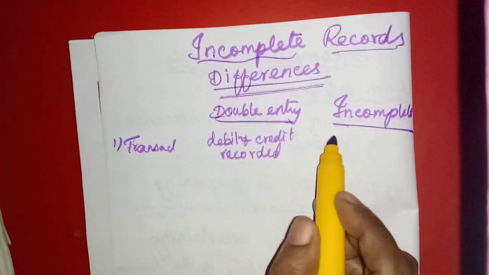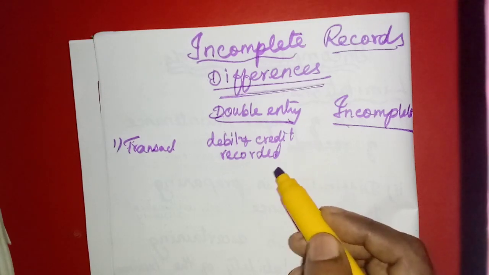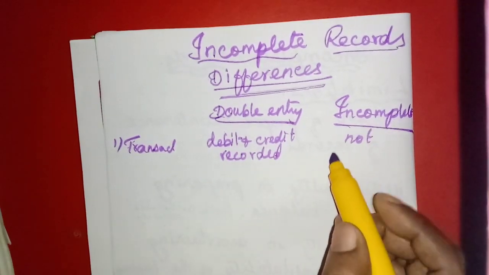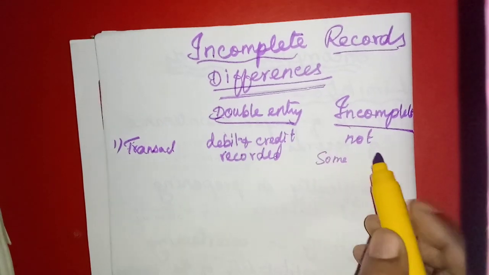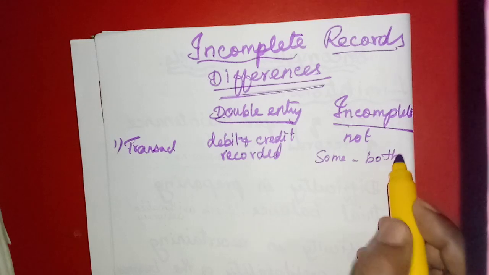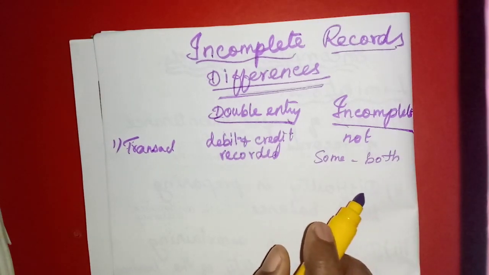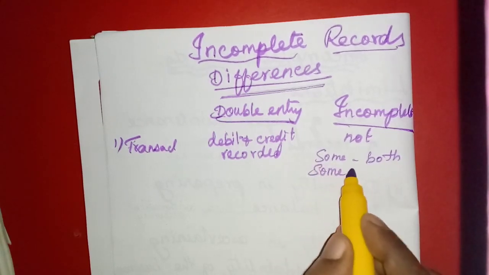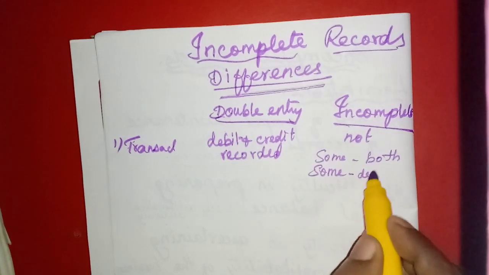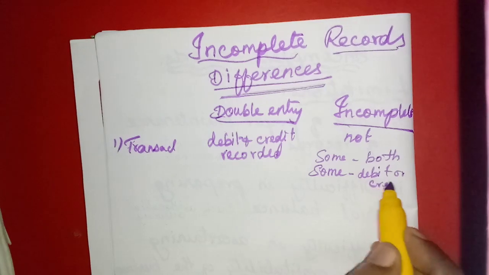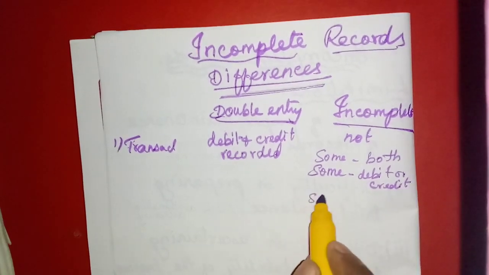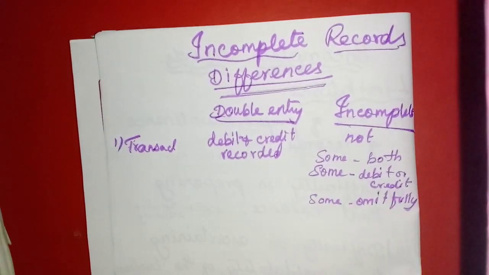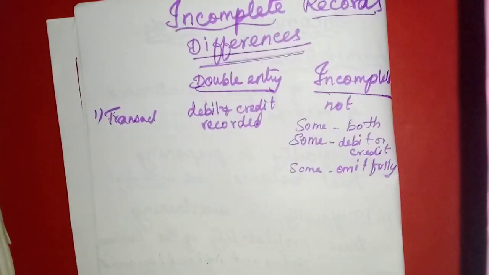But here you can write the opposite, isn't it? Both debit and credit aspects are not recorded in the incomplete system. For some transactions, both the debit and credit aspects are entered. And for some transactions, they record either debit or credit, any one. But for some transactions, they omit fully.